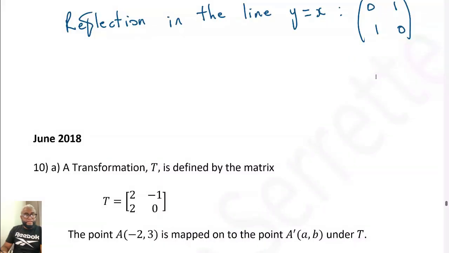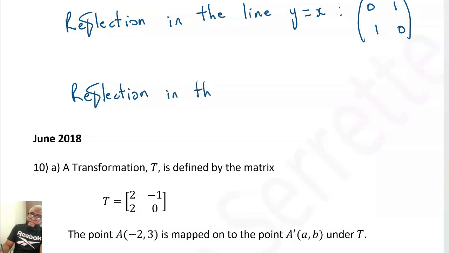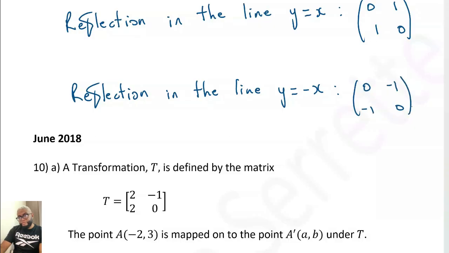Then a reflection in the line y is equal to negative x. So this matrix would be 0, negative 1, negative 1, 0.